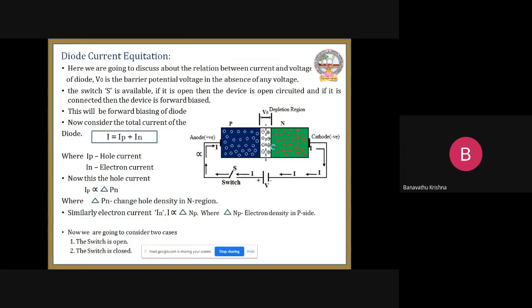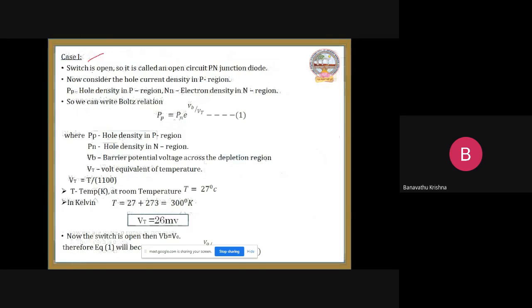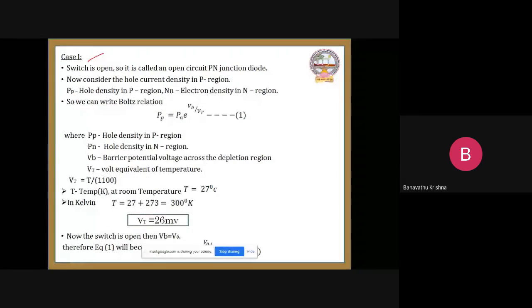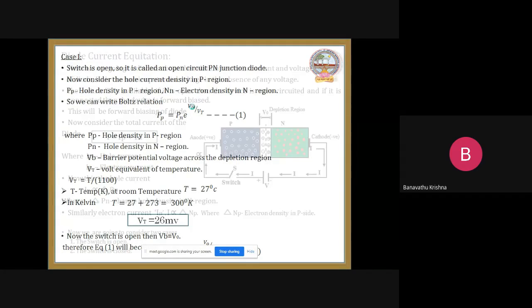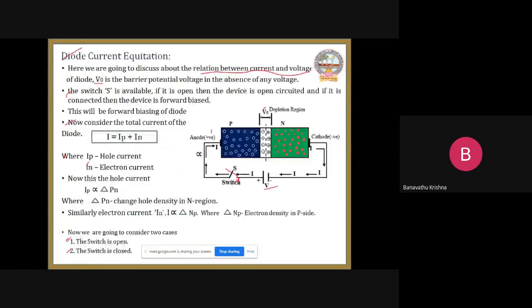Next, in case 1 the switch is open, so it is called an open-circuited PN junction diode. Now consider the hole density in the P region. Here Pp means the hole density in the P region, and Pn the hole density in the N region. So we can write the Boltzmann relation: Pp equals Pn into e power VB by VT. Here VB is what I gave in the diagram as V naught.